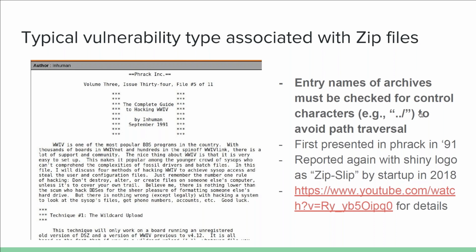Now, this has actually been a famous kind of bug this year. It seems to have been rediscovered in 2018, and so a shiny logo was put on top, and it is now called Zip Slip, and that's essentially what we're going to look for as well in OpenRefine now. And if you're interested more in this vulnerability class, then I recommend checking out this YouTube video on the details of this.